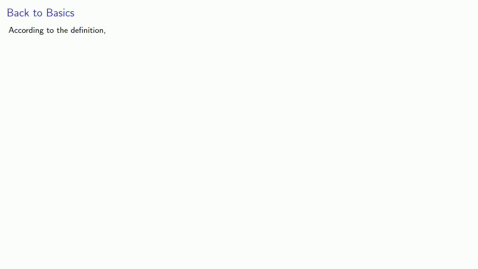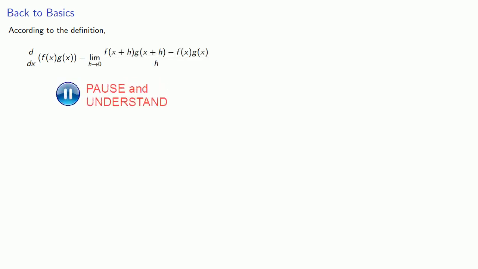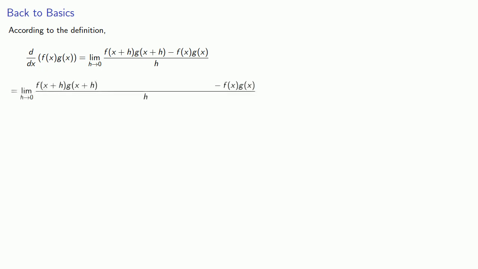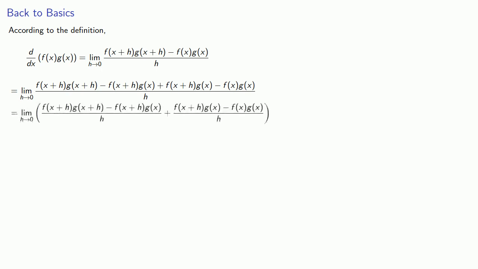According to the definition, the derivative is the limit of the difference quotient. At this point, we have to do a lot of algebra to make this work out, and the thing we need to do is far from obvious. We're going to subtract and add the same quantity, f of x plus h times g of x. Now, we can split apart this rather complicated rational expression.